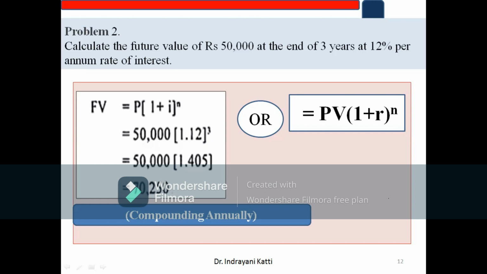So here this is a problem, annually compounded. The formula is the same as usual. Calculate the future value of rupees 50,000 at the end of third year at 12% rate of interest, that is the annual rate of interest. Here, the word simple interest is not used, right? Simple interest is not there in the problem.